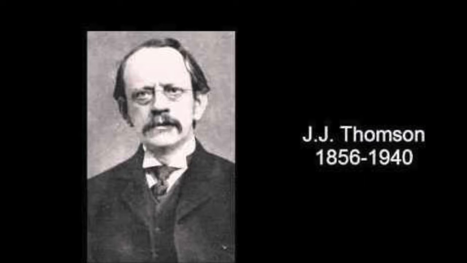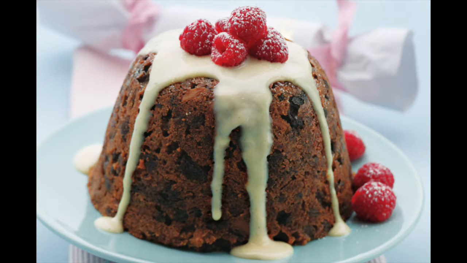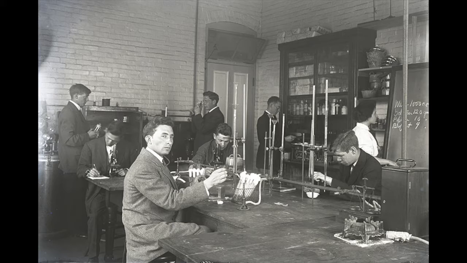The next atomic theory was made by J.J. Thomson, and it was called the Plum pudding model. Wait, not that. This plum pudding. This atomic theory was made in the 19th century, and J.J.